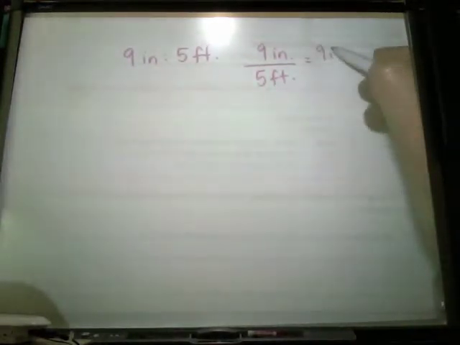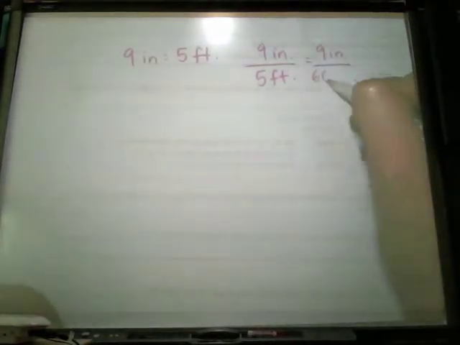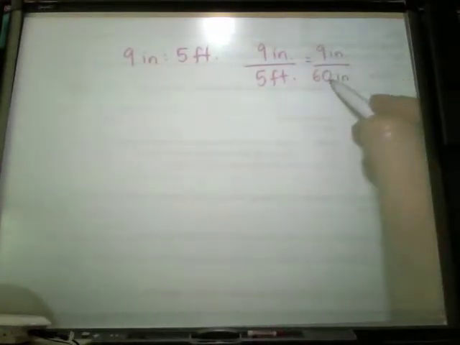So let's keep the smaller unit. Inches are smaller than feet. Let's take our bigger unit of feet and convert it into inches. If there's 12 inches in 1 foot, Jim, 60 inches in 5 feet. Then once it's in the same units, we can simplify. These both divide by 3.